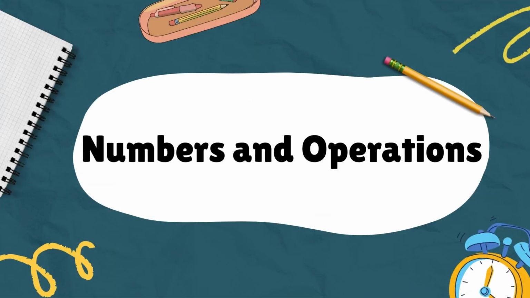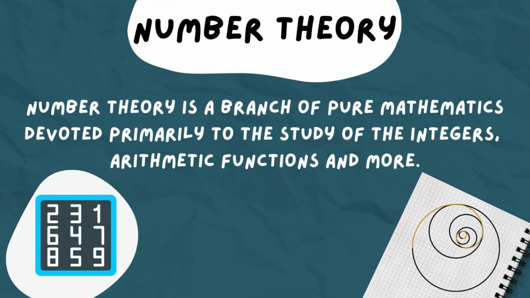Let's discuss the first branch of mathematics, which is numbers and operations. Let's discuss the first subtopic of numbers and operations, number theory. Number theory is a branch of pure mathematics devoted primarily to the study of the integers, arithmetic functions, and more.